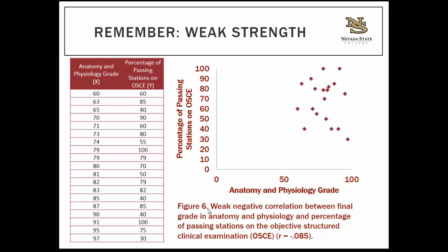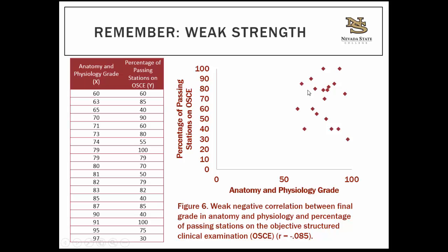So here's an example of that. You saw this when we talked about weak strength, right? Grades in the anatomy and physiology class and how those are related to the percentage of passing stations on the objective structured clinical examination. And we identified that was a weak relationship. Not only is it weak, because this value is close to 0.10, but it's also negative. So they're changing in opposite directions, but not very consistently. So this is a weak relationship.